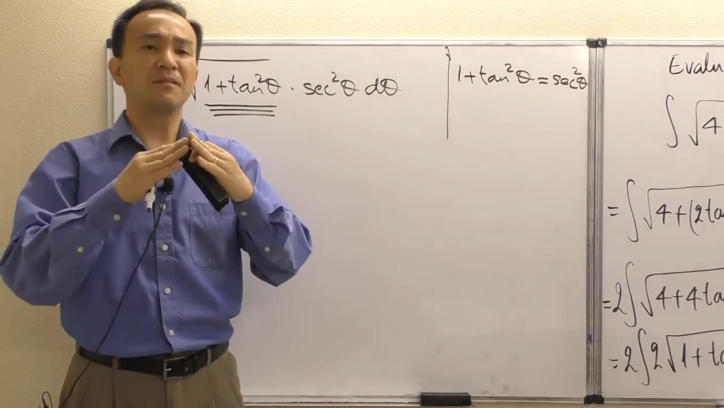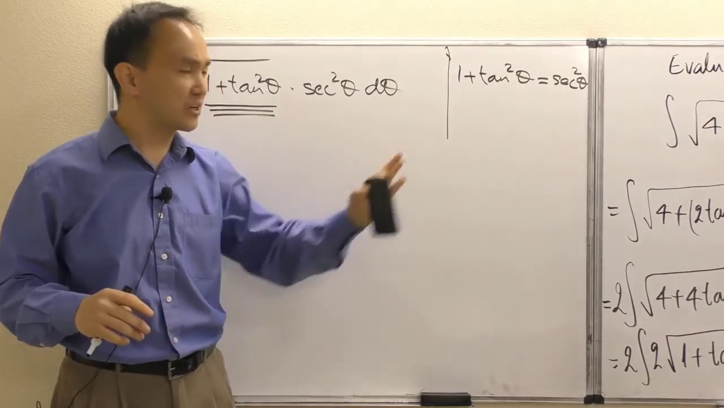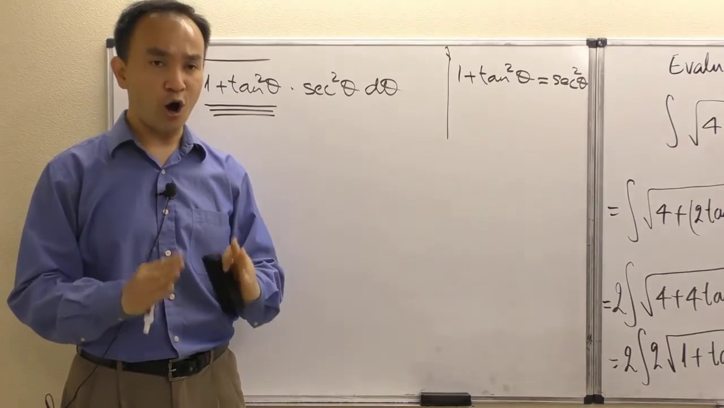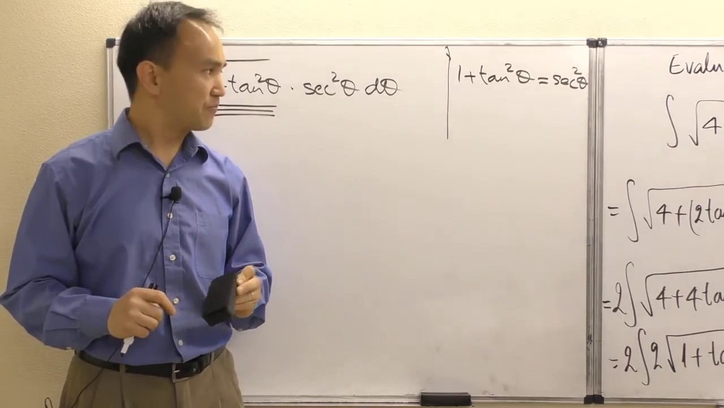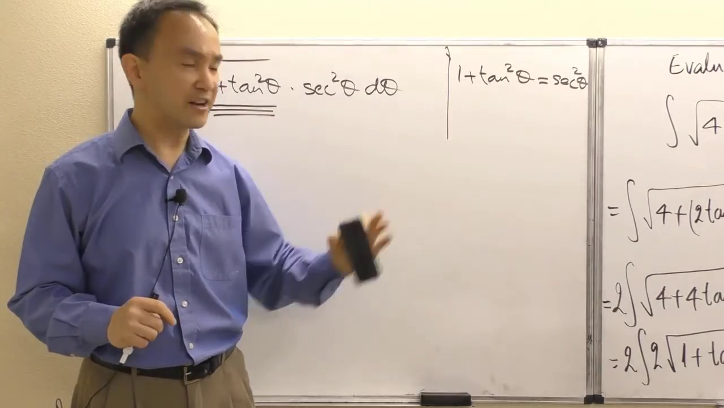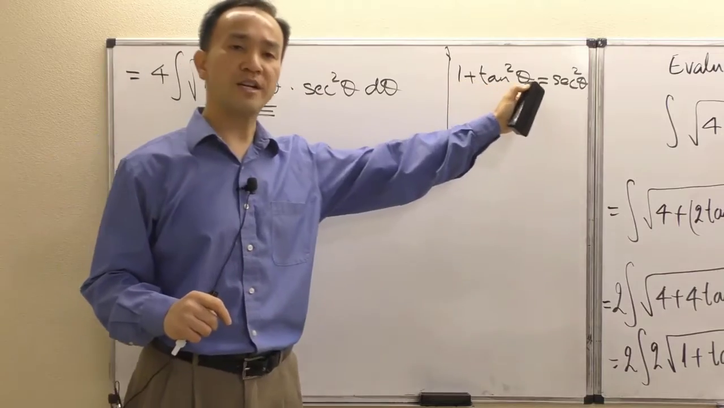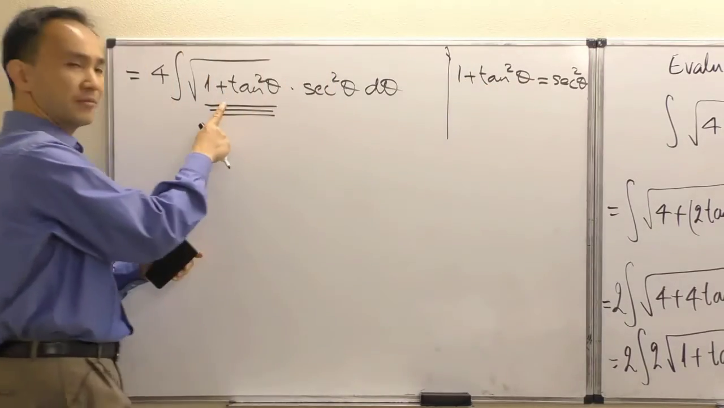In my years of teaching trig and calculus, especially in trigonometry, the Pythagorean identities are a whole family of identities that all come from the Pythagorean theorem. So this is one among the Pythagorean identities right here. This is a brief review: 1 plus tangent square equals secant square. All right, so I can use that result in this part right here.